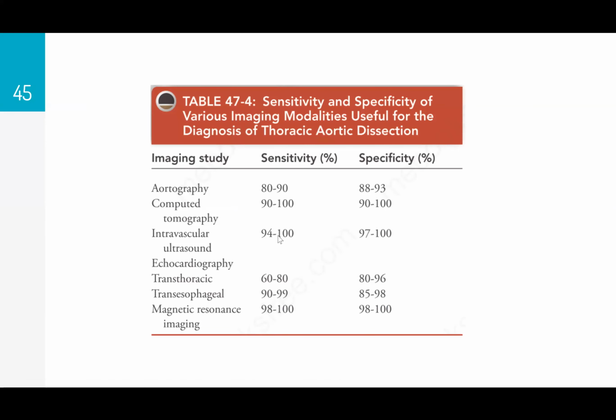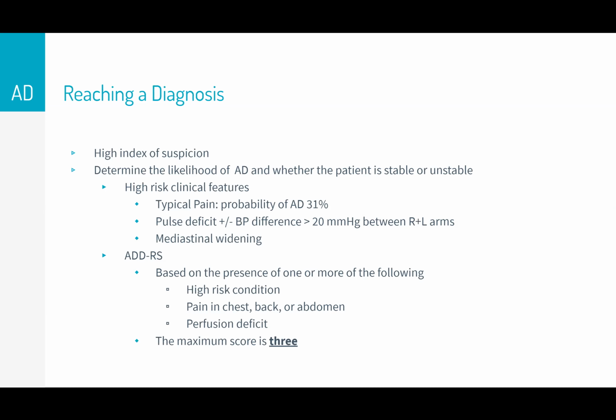So now, in the last part about the diagnosis, we will go through the algorithm, or the mentality, that one should follow in order to reach a diagnosis. For aortic dissection, the first thing you need to have is a high index of suspicion. That's the best tool you can have for diagnosing aortic dissection.